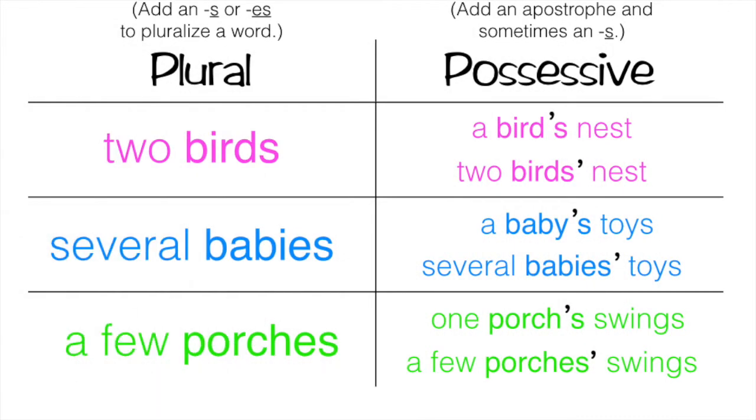Here is a chart showing the difference between plural and possessive nouns using the same words. Notice where the apostrophes are placed in each example.